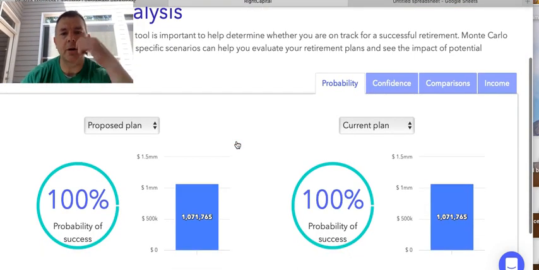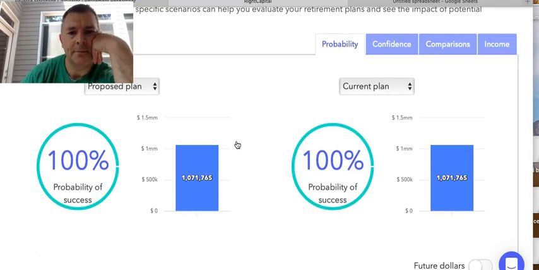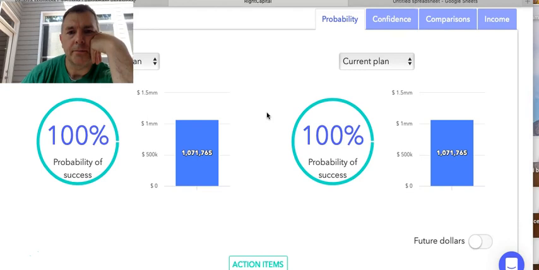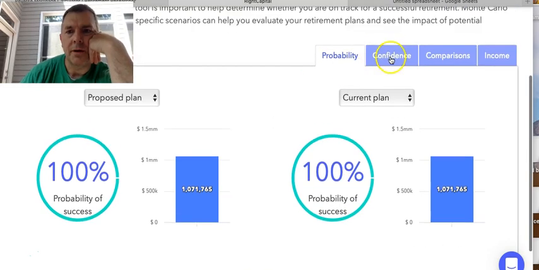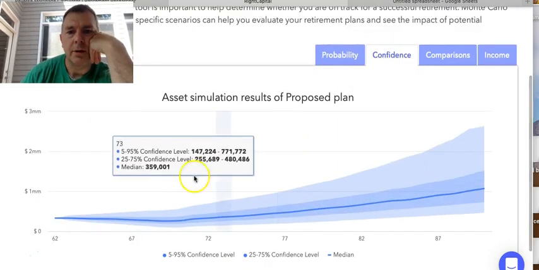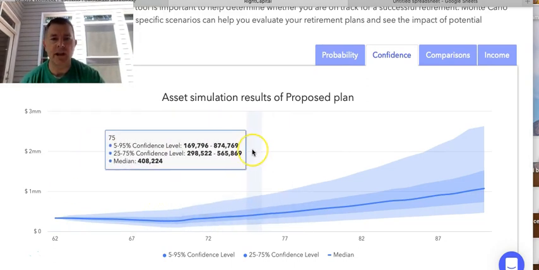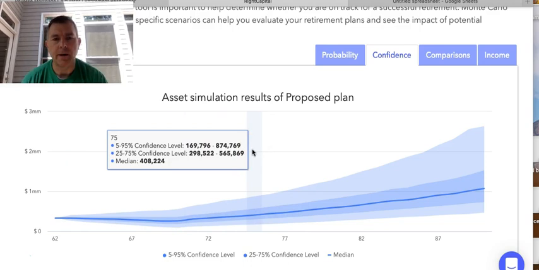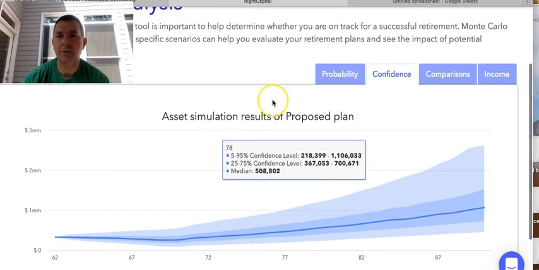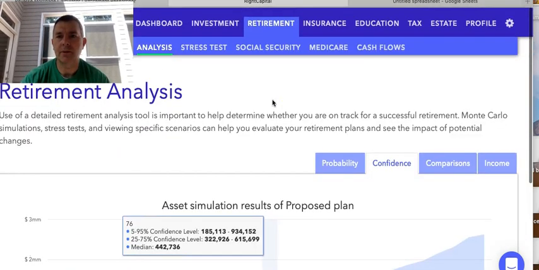All right, so she still has 100% probability of success, 1.071 million. Let's take a look here. And you can see the confidence level is pretty high. Not one time does she get anywhere near running out of money. But let's see about the cash flows. That's good. I'm liking what I'm seeing here.